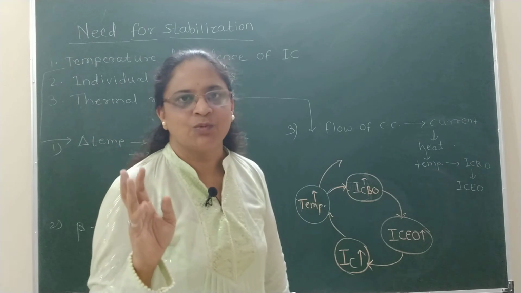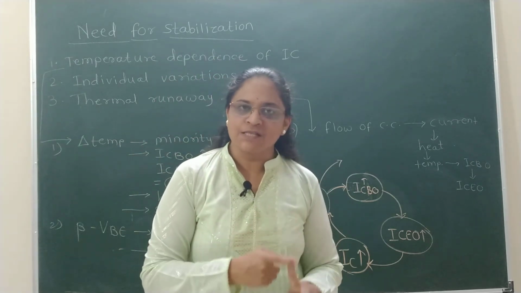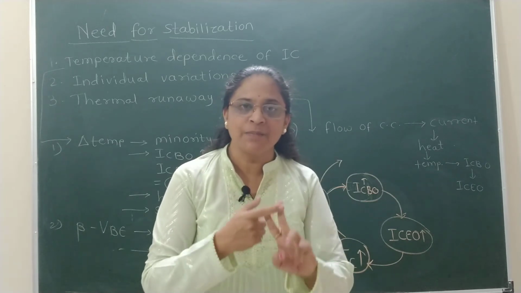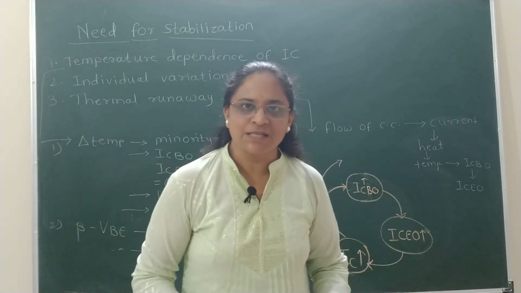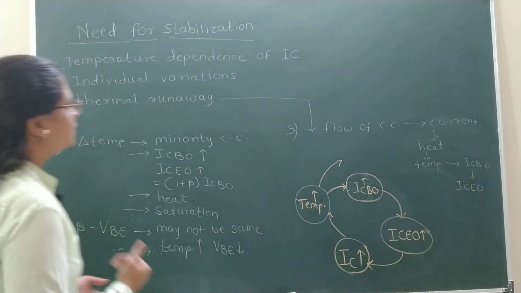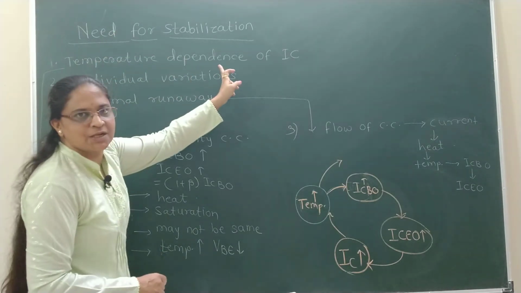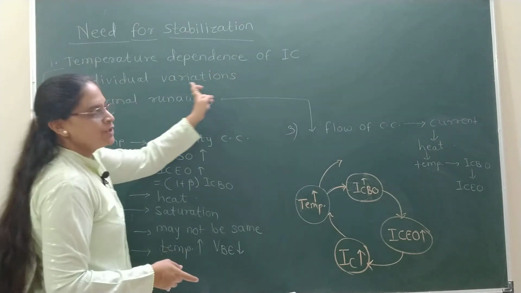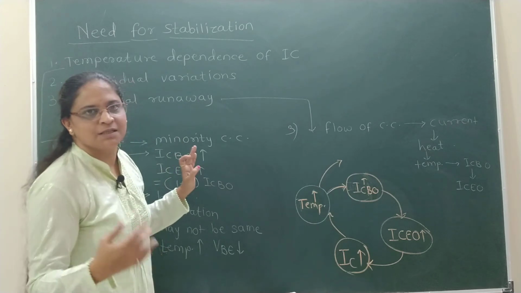So basically, what is stabilization? The operating point of a transistor circuit should be made independent of transistor parameters and variations in temperature, and that is nothing but stabilization. And why is it essential to make stabilization? Because IC is dependent on temperature, collector current changes according to change in temperature, and individual variations as well as thermal runaway. So let's discuss these points.